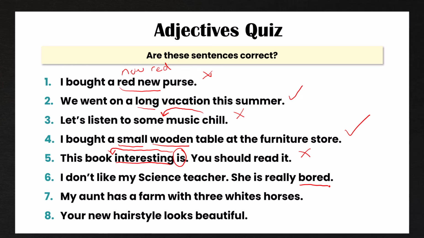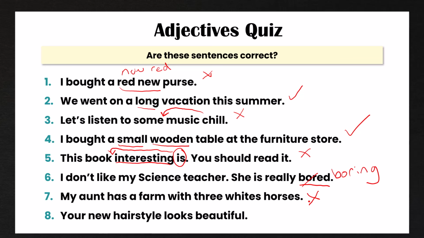Of course, technically, you could have a bored teacher, but that means the teacher is like, I don't want to teach. I'm bored. We want to say the teacher is boring. Let's say the teacher talks and talks and talks. Her lesson plan is not interesting. It is boring. Number 7 is also incorrect.